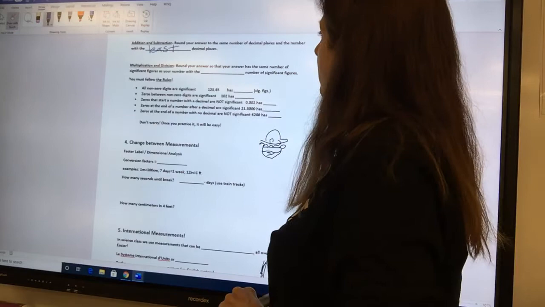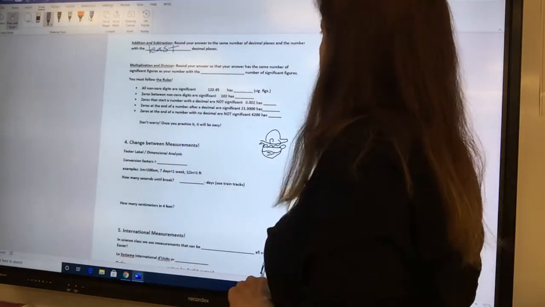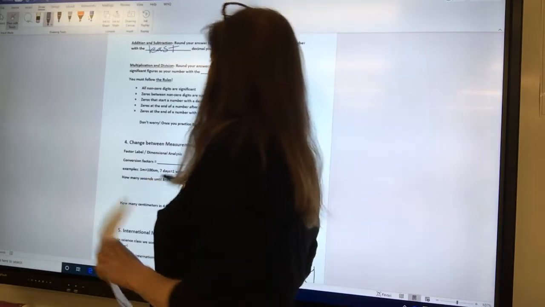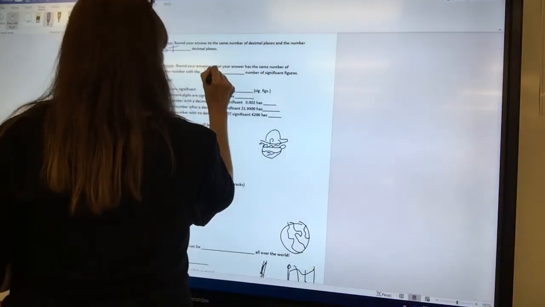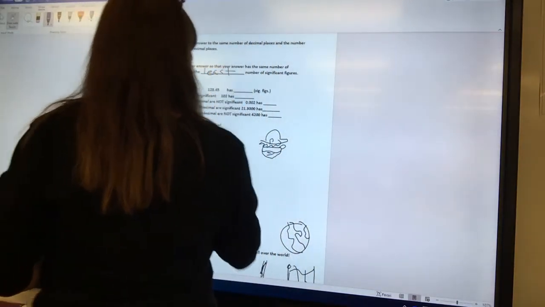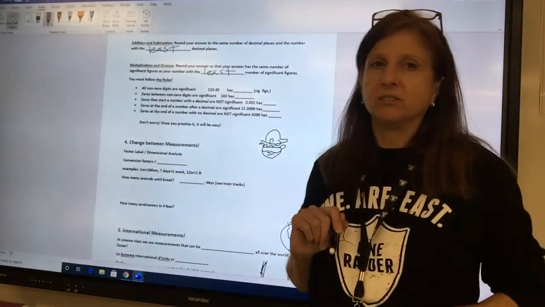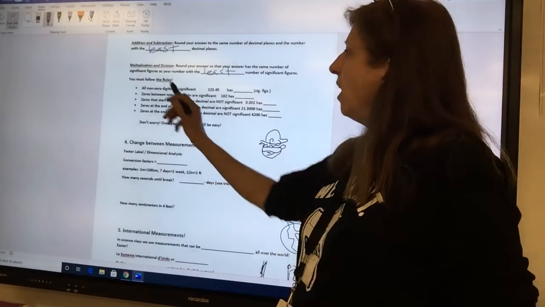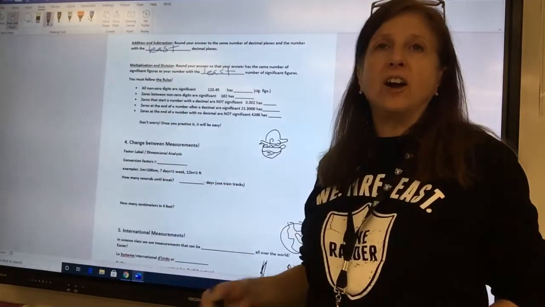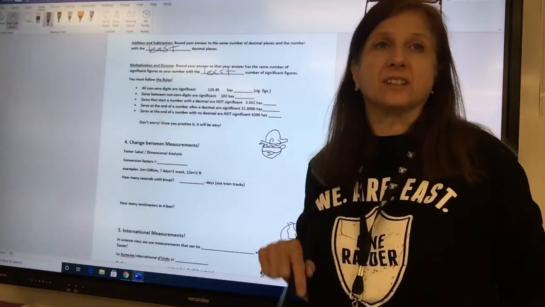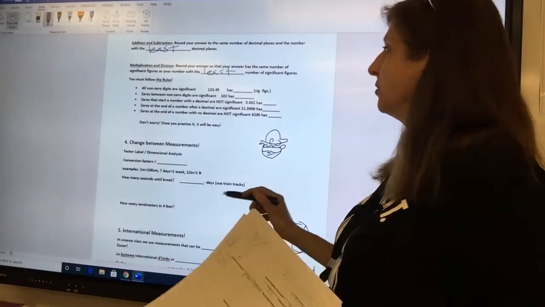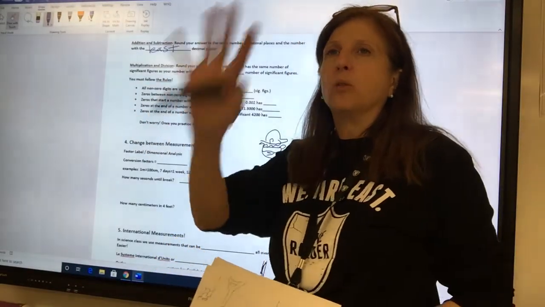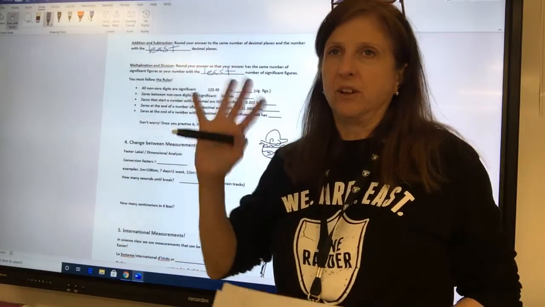With multiplication and division, you round your answer so that your answer has the same number of significant figures as your number with the least number of significant figures. Now, what does that mean? These are the rules, okay? Whether or not you can figure out how many significant figures it has. So this is going to be on your test, so make sure you understand it. Here are the rules, and I give you the rules here and on several of your worksheets, so they're around.